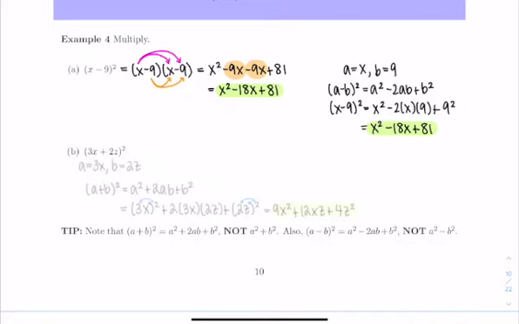Let's go ahead and just use the formula for this second one. We get A equals 3x and B is 2z. And so we're going to use the first one because we have a plus sign in the middle.